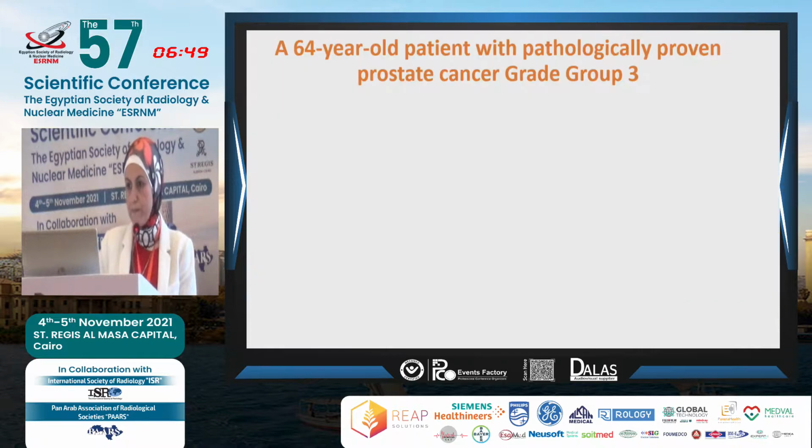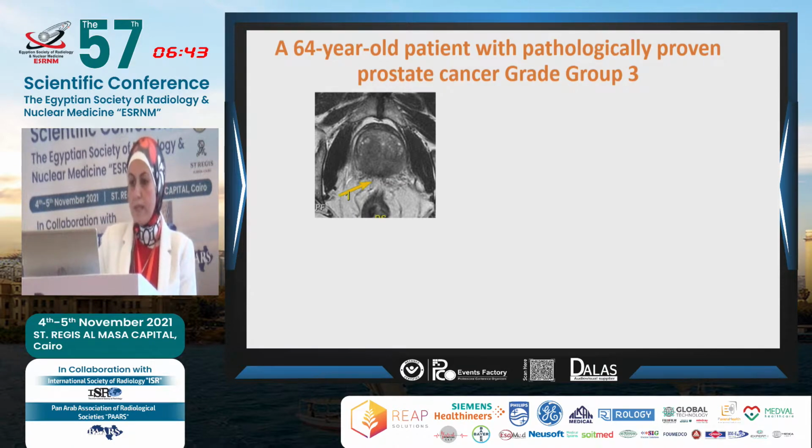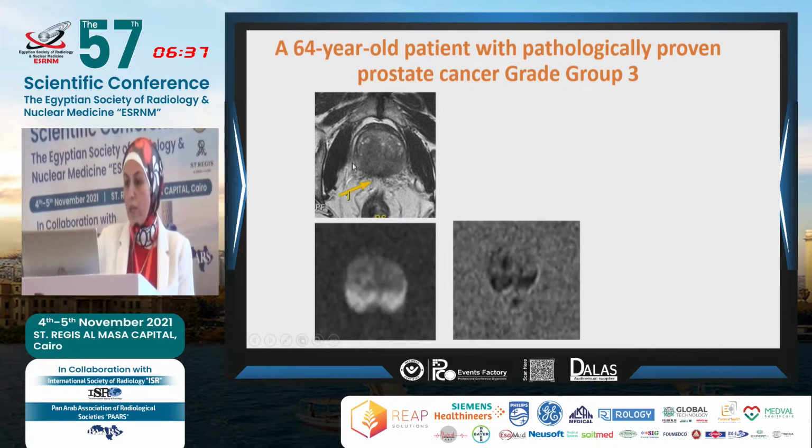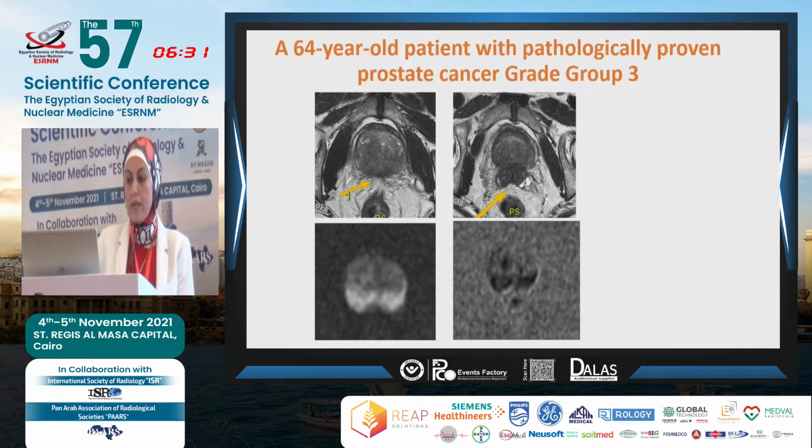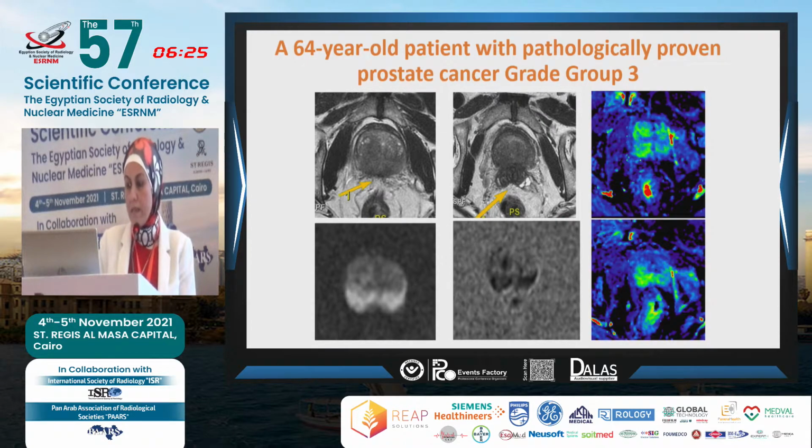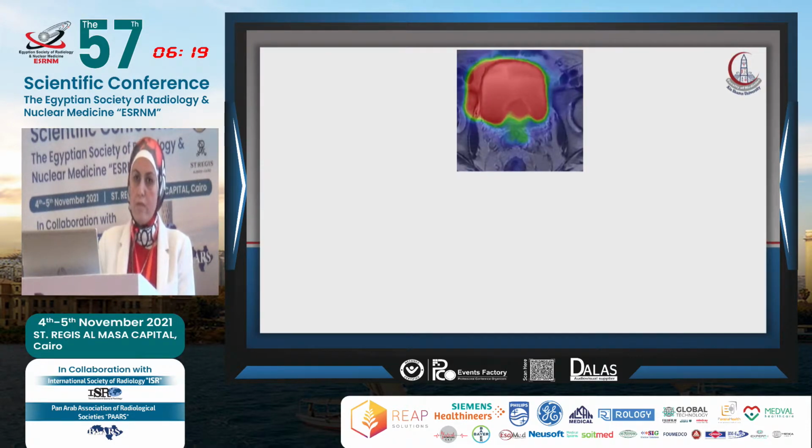First, for staging. This was a patient with pathologically proven prostate cancer, grade group 3. This is a mass located over here, and we can see an extraprostatic extension with corresponding restricted diffusion on the diffusion-weighted image. Also, there is infiltration of both seminal vesicles, very nicely demonstrated on the MRI. And this is the DCE image showing hyperperfusion of the mass. So we performed local staging by multiparametric MRI, and the fused PET image confirmed the infiltration of the seminal vesicles, as we can see there is true uptake at the infiltrated seminal vesicles.